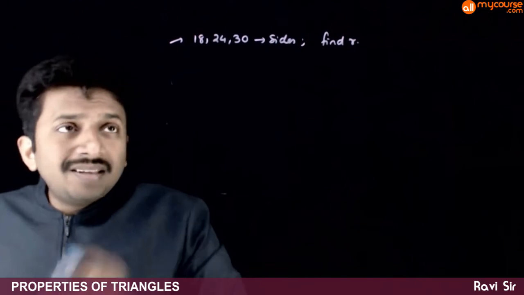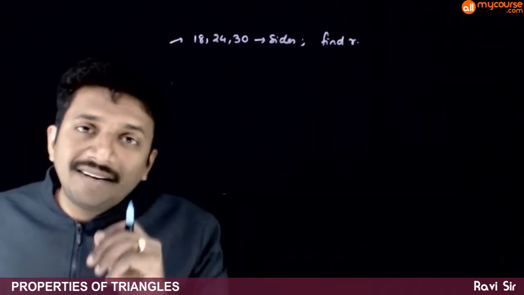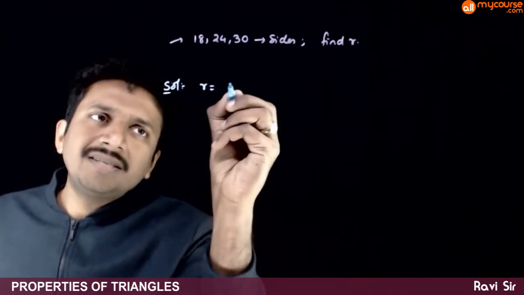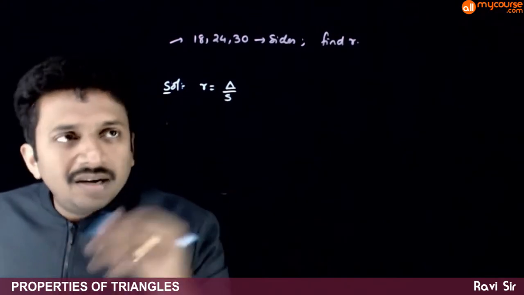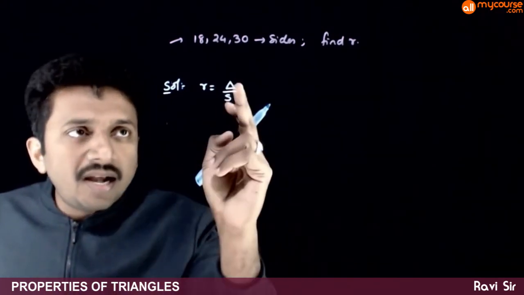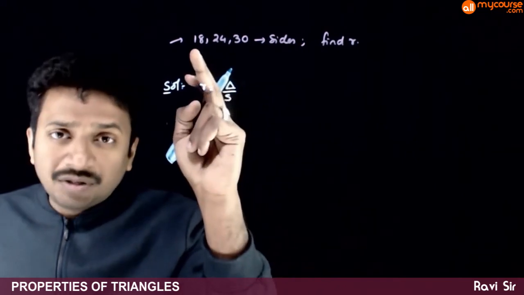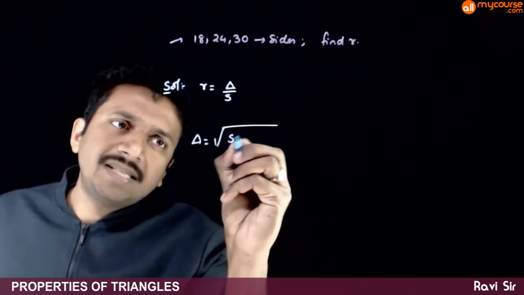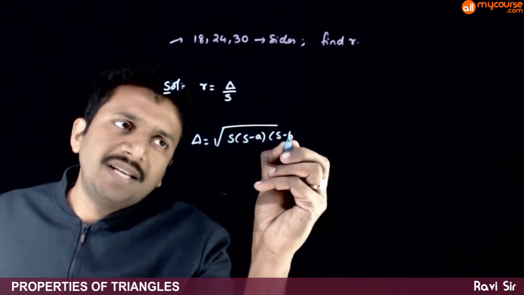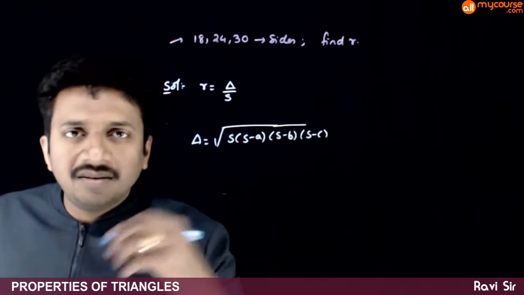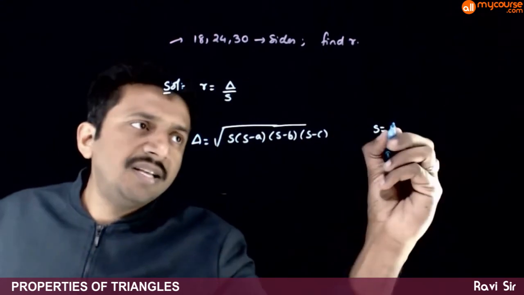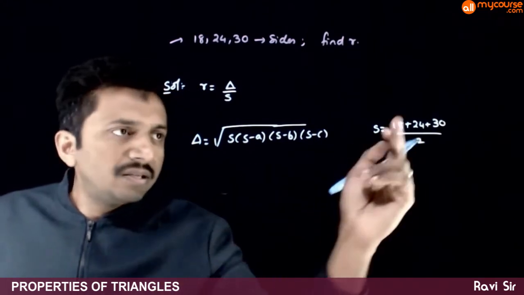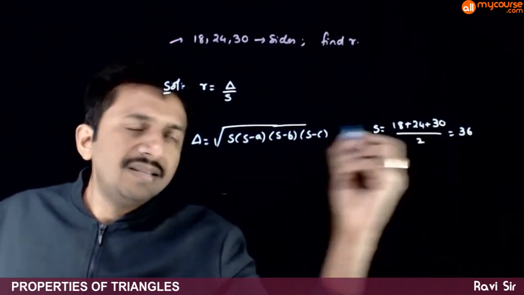So in this question, given that the sides of the triangle are 18, 24 and 30, we are asked to find the value of inradius. So again a very straightforward question. We know that inradius is nothing but delta by S. Delta is the area, S is the semi-perimeter. And delta in turn can be found using Heron's formula if you have all three sides. So delta is equal to root of S times S minus A into S minus B into S minus C. And S is nothing but the semi-perimeter, that is 18 plus 24 plus 30 by 2. So that is 72 by 2, which is 36.